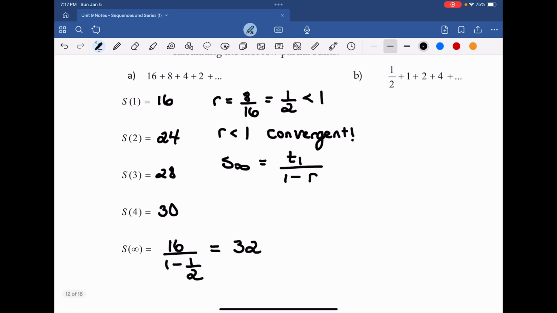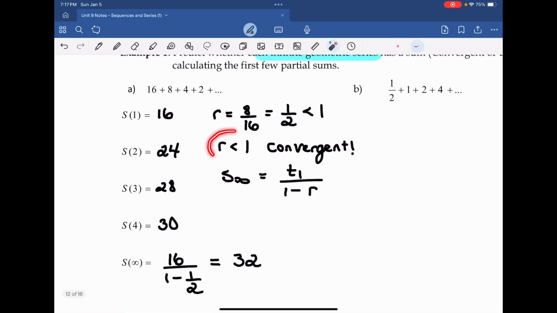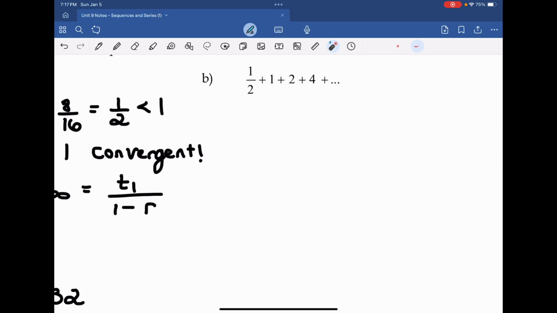Okay, now again, the reason we could do this is because the value for the common ratio was strictly less than 1 and strictly greater than -1. As long as it's between 1 and -1, we see it's convergent, and we can apply this formula. Now, we go to part 2, or part B, I should say.